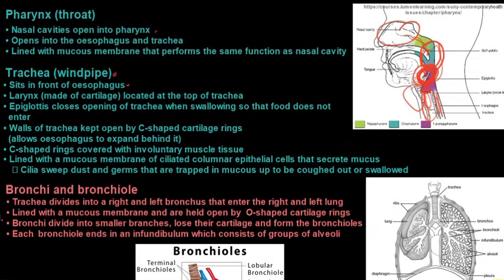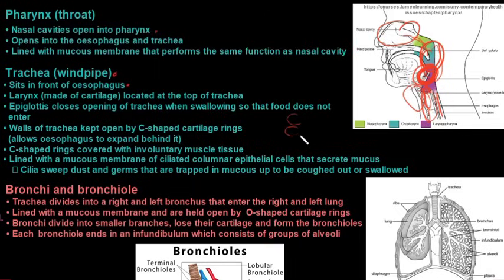Then the walls of the trachea are kept open by C-shaped cartilage rings. You can actually take your fingers and put them just over your throat, rub them lightly, and you'll feel that they're, well, ripples, and that is the C-shaped cartilage rings. And what this does is it allows the esophagus to expand behind it. So I'm going to try and draw this, but it might be horrific.